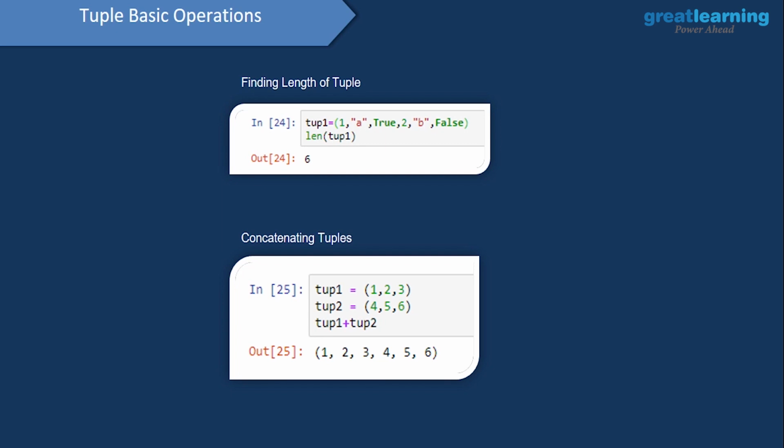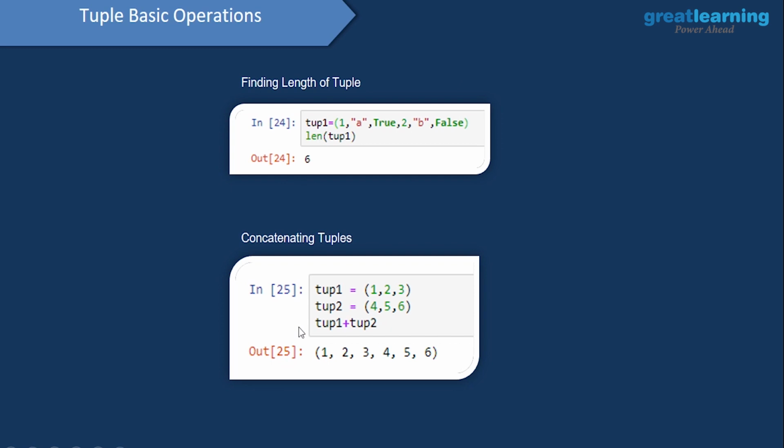So we have seen that a tuple cannot be modified. Now let's go ahead and perform some basic operations on top of the tuple. Here we have the same tuple where we have all of these elements: 1, a, true, 2, b and false. If you want to find out the length of a tuple, or in other words how many elements are present in a tuple, we can use this len method. This gives us the number of elements present in this tuple, and as you see over here we've got 6 elements.